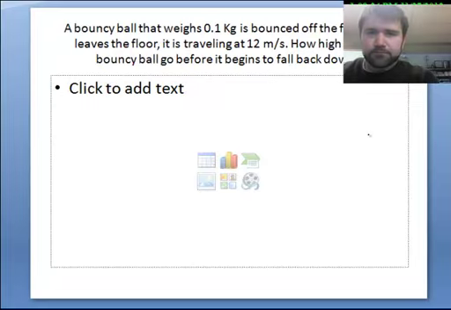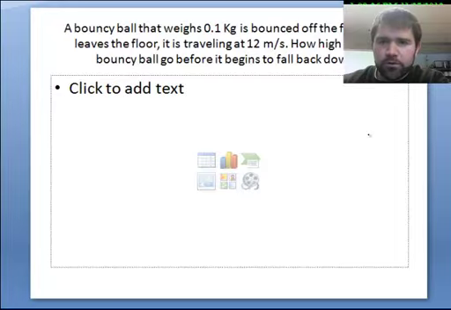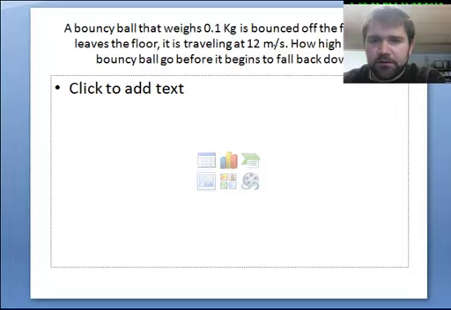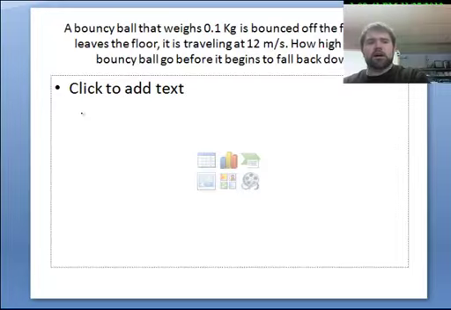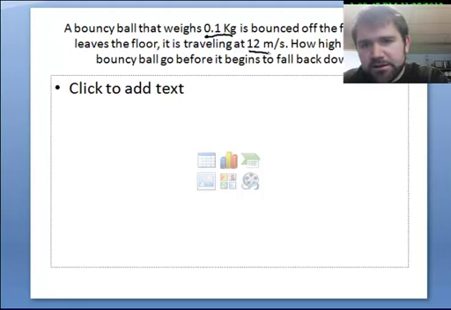All right, last problem. A bouncy ball that weighs 0.1 kilogram is bounced off of the floor. As it leaves the floor, it's traveling 12 meters per second. How high will the bouncy ball go before it begins to fall back down? So this question is just the opposite of the last two we've done. In this case, they give us the mass and the speed instead of the height. In other words, they give us the kinetic energy as it leaves the floor. And then they ask us how high will it go?